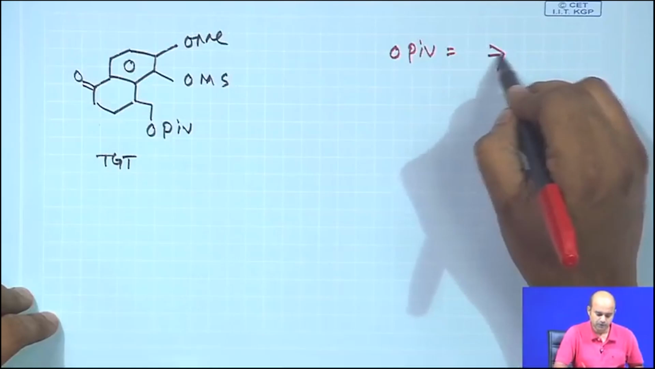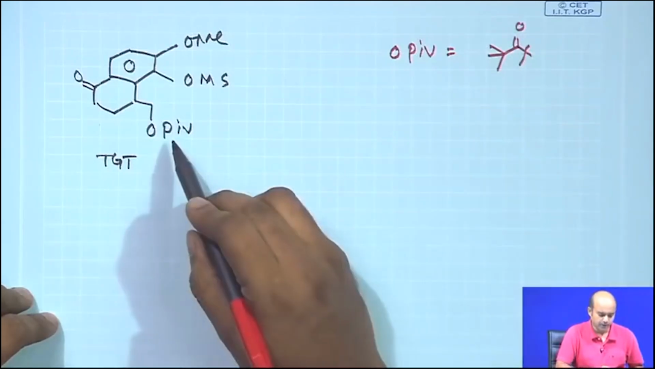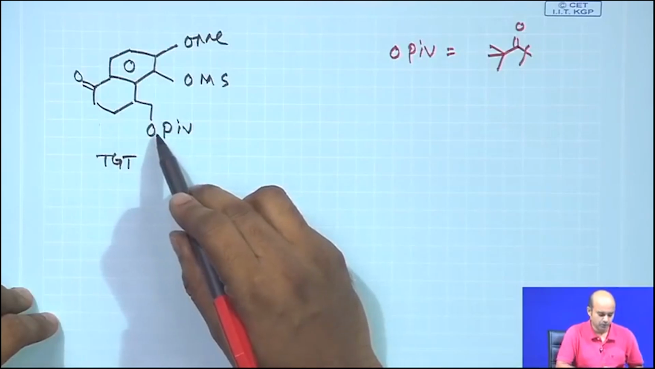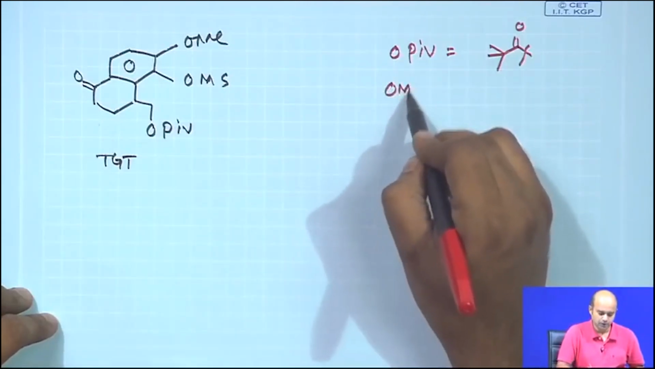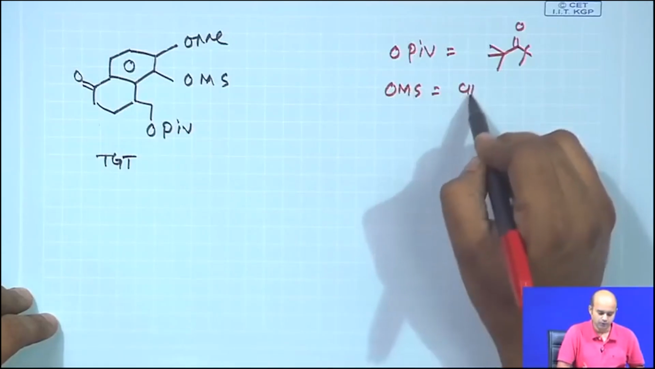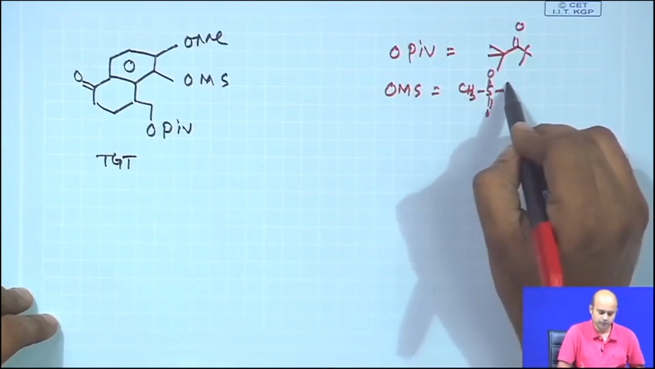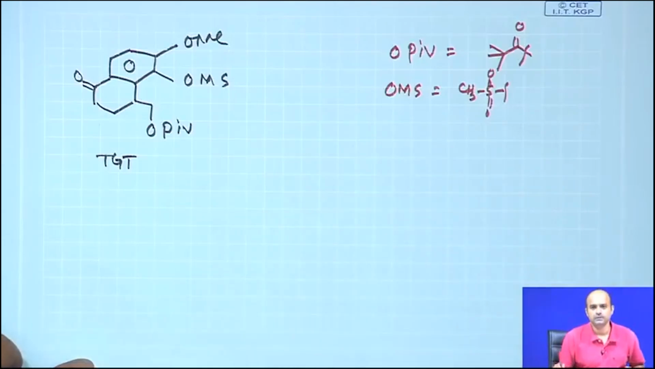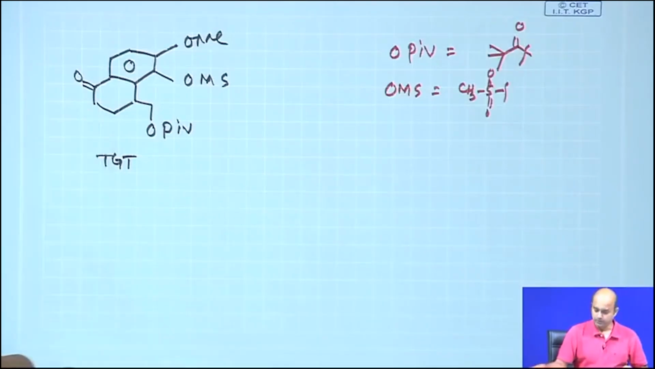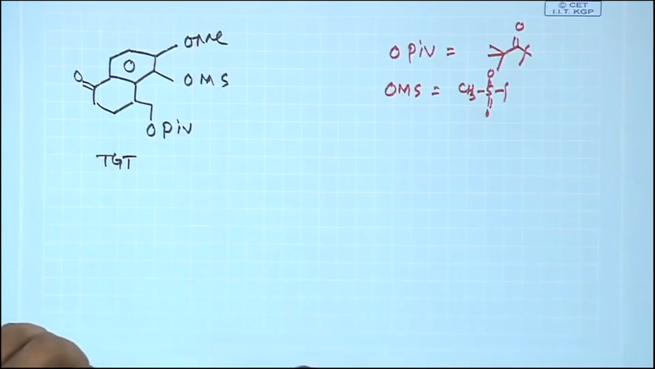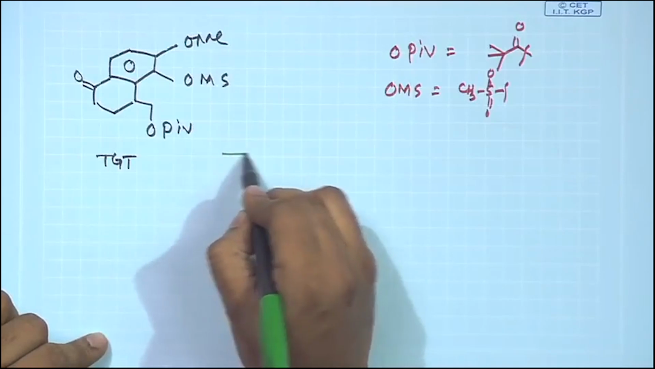Pivaloyl stands for this group. So, it is an alcohol protecting group, an ester, O, C=O, this tertiary butyl. OMs, probably all of you know, is a methanesulfonyl group. This was used as an alcohol protecting group, a methanesulfonyl ester. So, this was the target molecule, and as I said, if you want the starting material, I can give it to you.